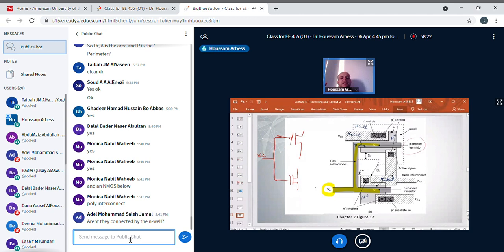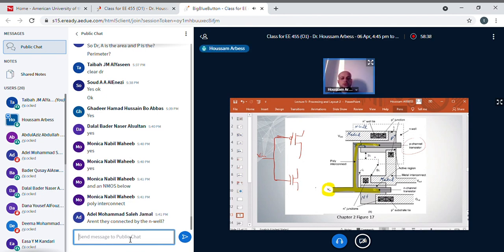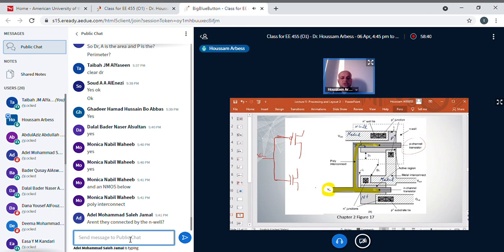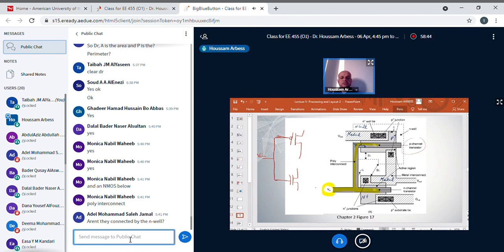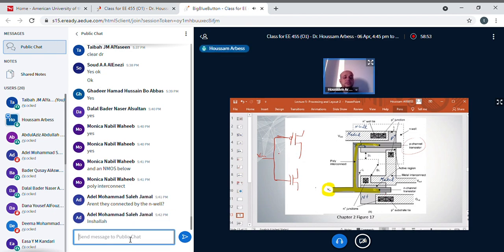But the N-well and P-well will be inside the wafer, right? So here, if you want, I can sketch a cross-section view to show you what you are talking about. Okay? Please remind me by the end of this lecture, and in the 30 minutes after this lecture, to sketch and show you all the layers you are talking about.